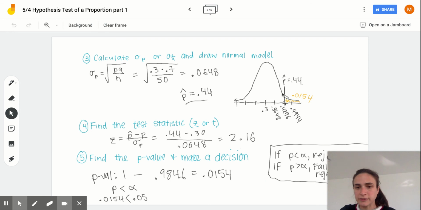If there's not enough evidence, meaning your p-value is large, then you're going to say not enough evidence, failed to reject H0, and you're going to go essentially with H0. Okay? That's it. So let me know if you guys have questions, and yeah, that's it.